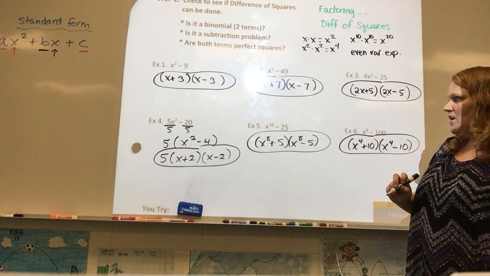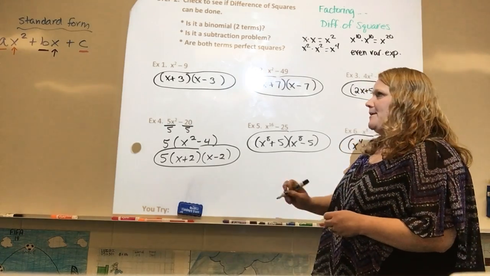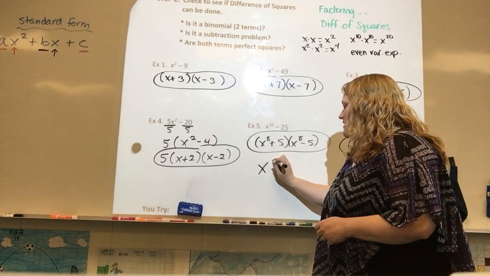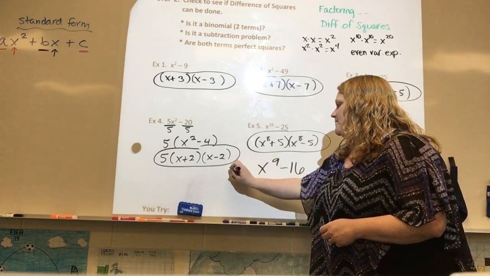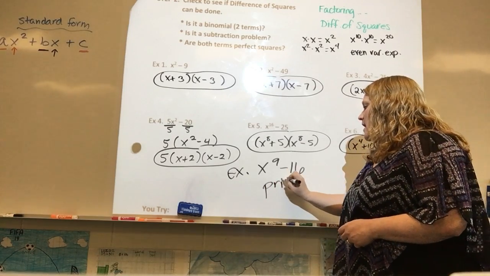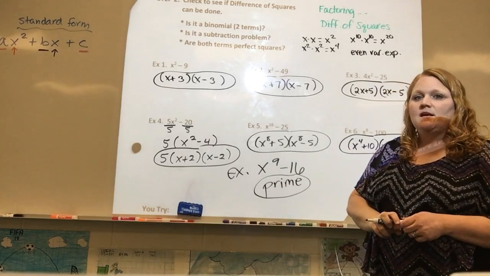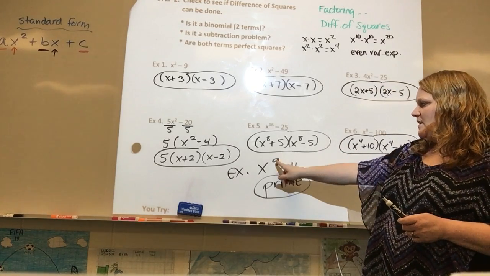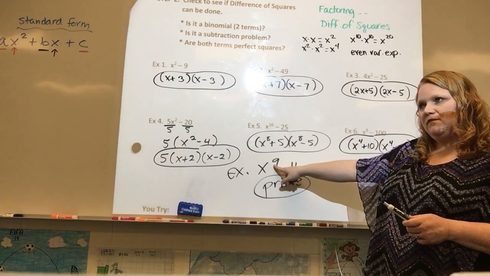And that's it. So sometimes you will have situations where you have like, if I had x to the 9 minus 16. If that was an example or a problem, then this would be considered prime. And that's because it would not meet the requirements of difference of squares, because the 9 is not an even exponent. So you couldn't do that using difference of squares.